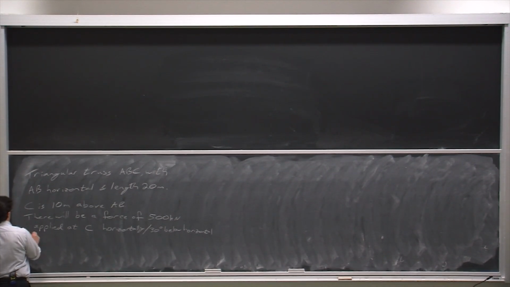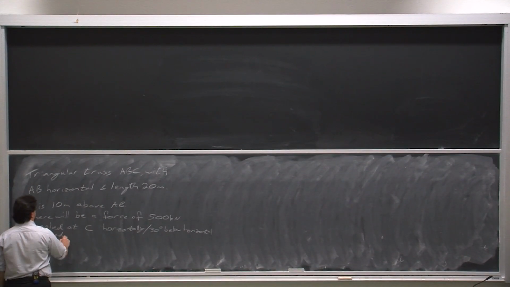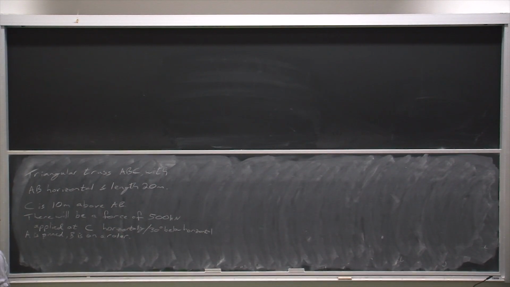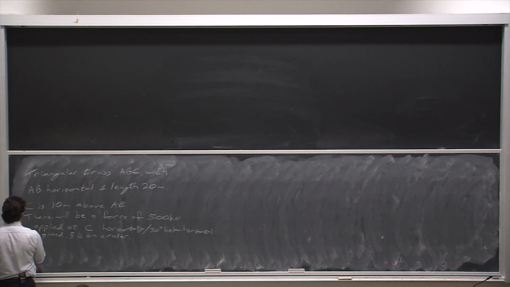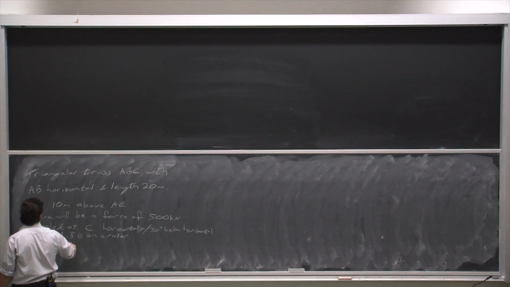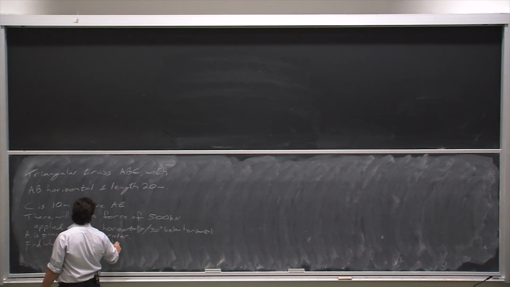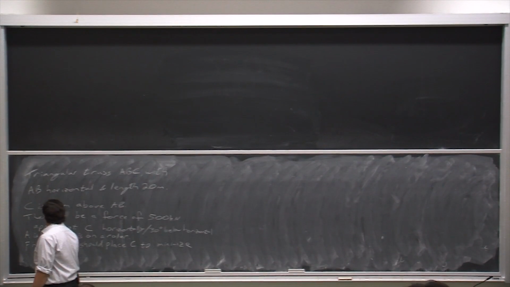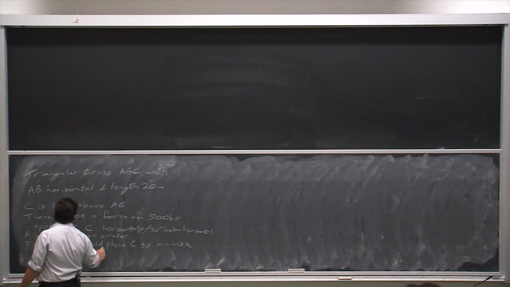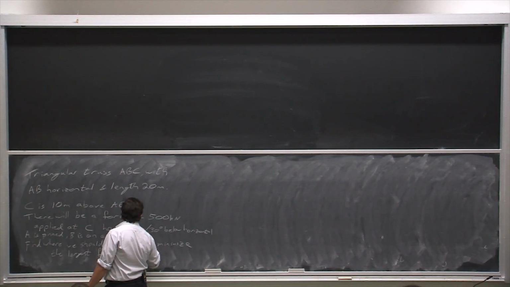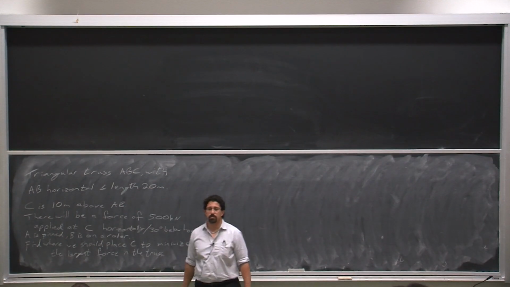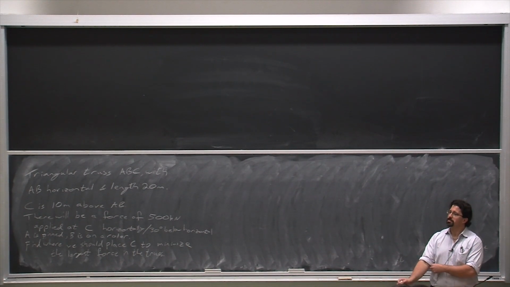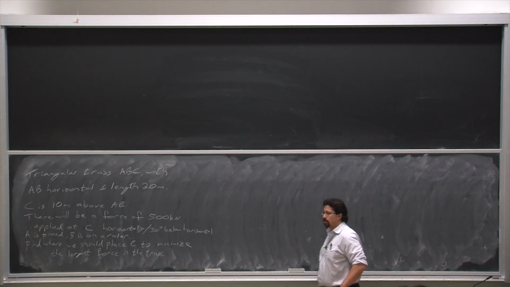And A is pinned, B is on a roller. Okay, find where we should place C to minimize the largest force in the truss. Not an easy question, but you know everything you need to know about it.